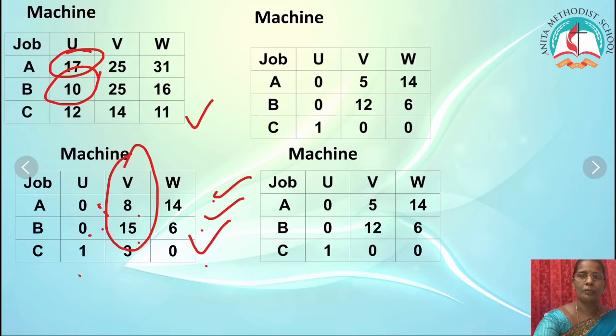In the second column, I don't have zeros. So which is the smallest number here? 3. Okay, so you have to subtract 3 from these three numbers. So 8 minus 3 is 5. 15 minus 3 is 12. 3 minus 3 is 0. Now I am going to mark exactly where you have one zero.